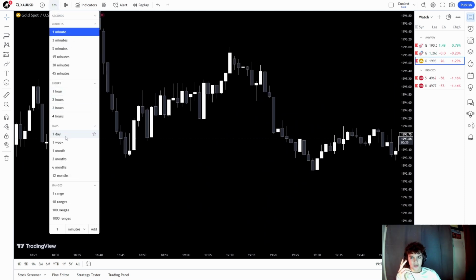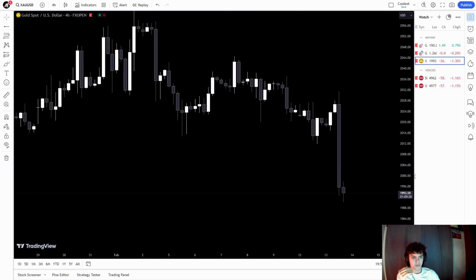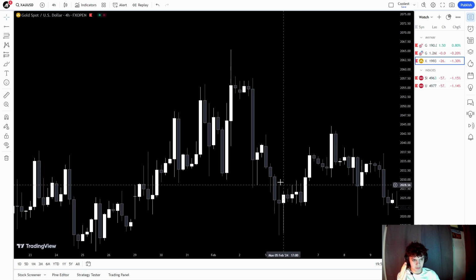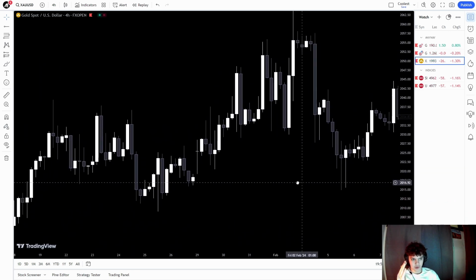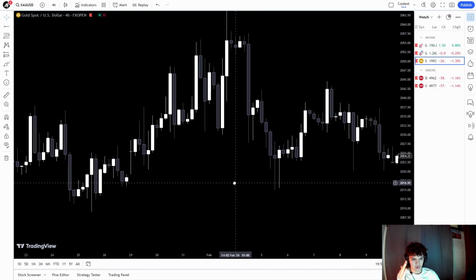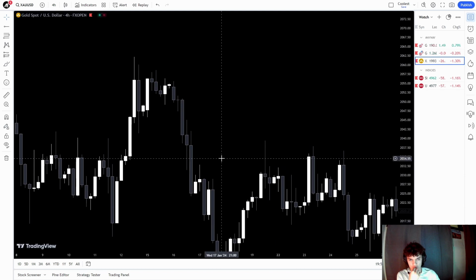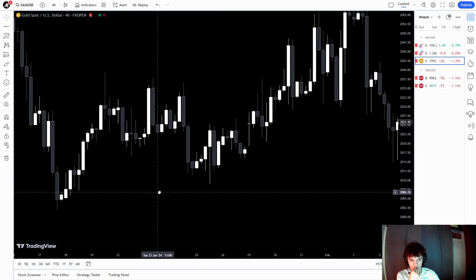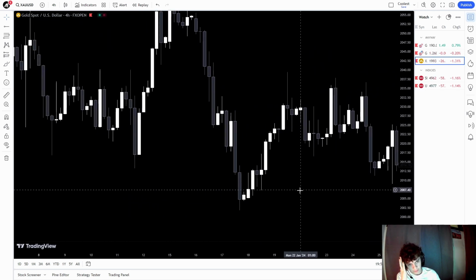But now I'm just going to show you examples of order blocks in the charts. Examples. All right, where can I start? Okay, I found one example of an order block.